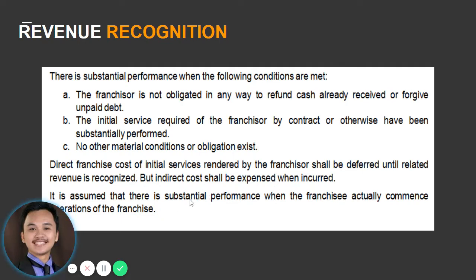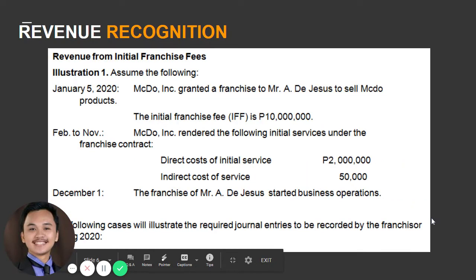Now, we have two types of franchise cost, the direct franchise cost and the indirect franchise cost. As mentioned in the text, direct franchise cost will be deferred first. It will only be recognized as franchise cost when there is already recognition of revenue. But your indirect cost, regardless of the revenue recognized, we will recognize directly as expenses. And again, as I mentioned earlier, it is assumed that there is already substantial performance when the franchisee actually commenced the operation of the franchise.